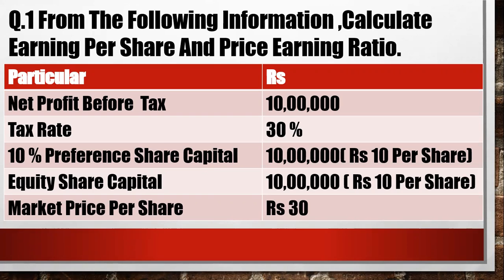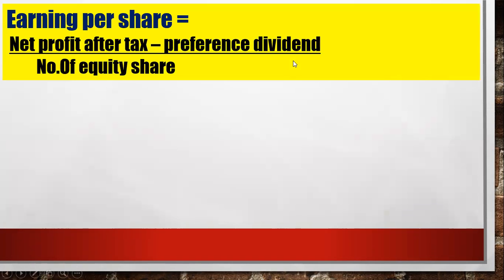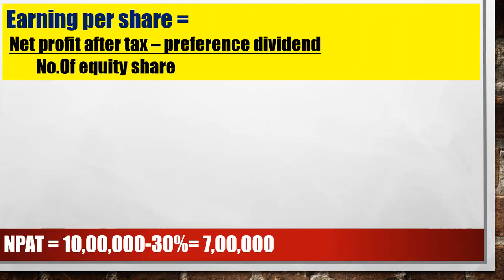So this formula is net profit after tax. Just calculate it. See the solution. This was the formula, earning per share. What is the formula? Net profit after tax minus preference dividend, upon number of equity shares. Okay. So net profit after tax we have seen. The net profit before tax was 10 lakh. We have seen that also. So here you can see net profit was 10 lakh minus 30%. So you will get 7 lakh over here. So your net profit after tax is 7 lakh.